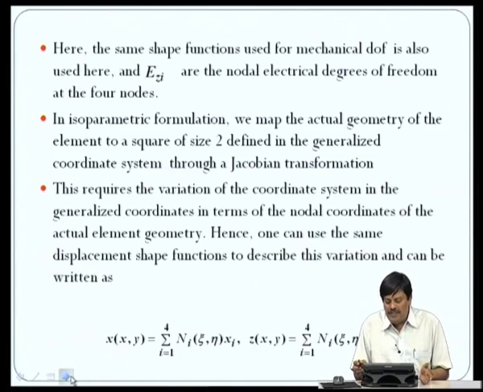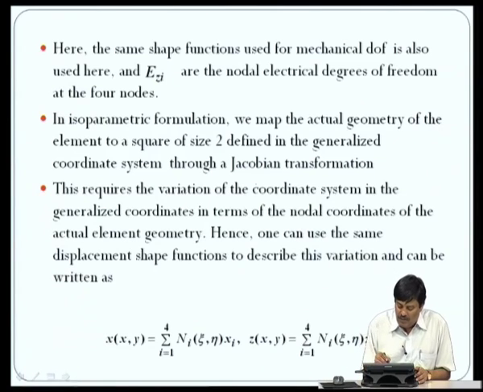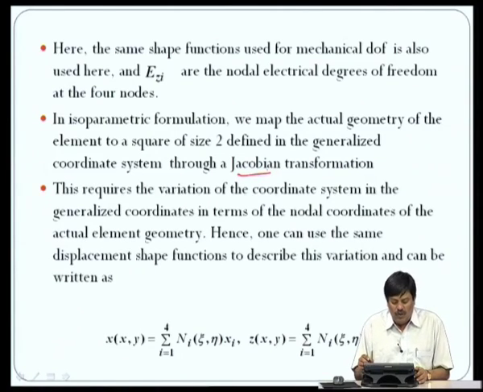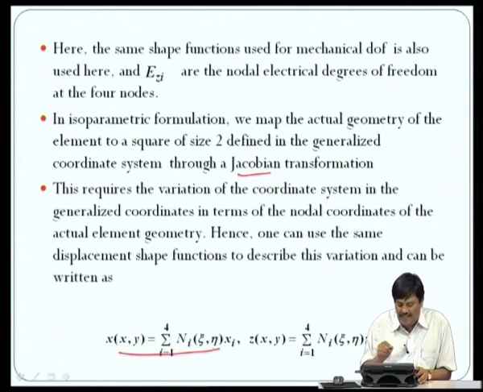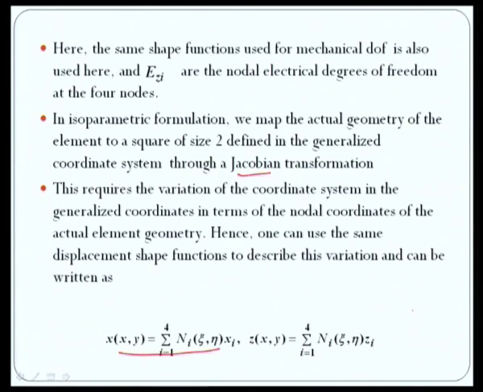So, here the same shape function is used for the mechanical degrees of freedom as well as the electrical degrees of freedom. In the isoparametric formulation, as I said, we map the actual geometry to a square of size 2 using the generalized coordinate system through a Jacobian transformation. For this we need to assume the variation of the coordinates, and the coordinates are assumed exactly as that of the mechanical and electrical degrees of freedom, because it is an isoparametric formulation where the same nodes that participate in the deformation will also participate in the coordinate transformation.